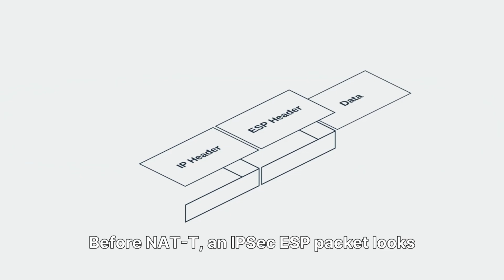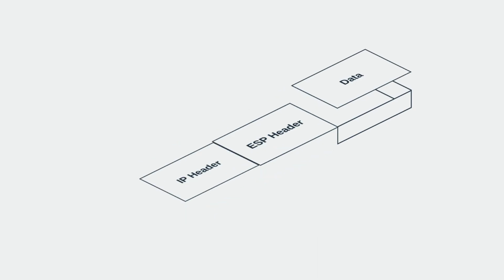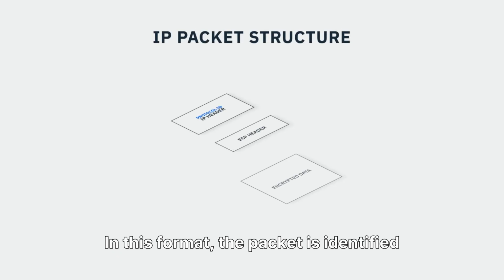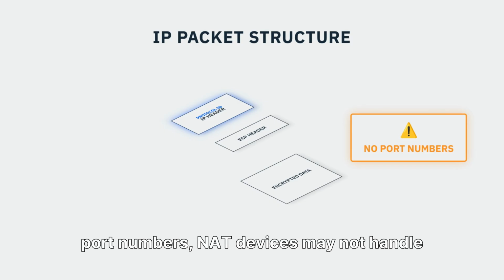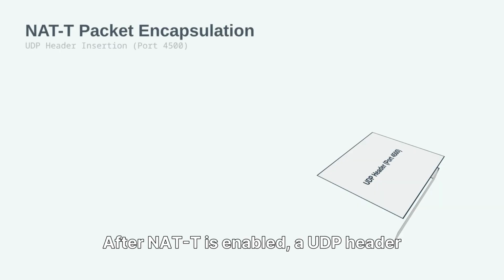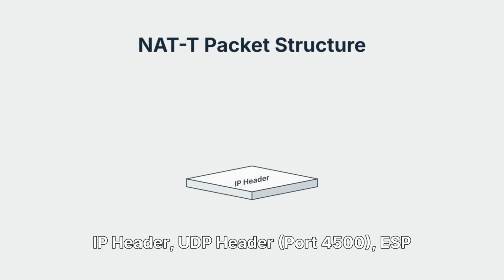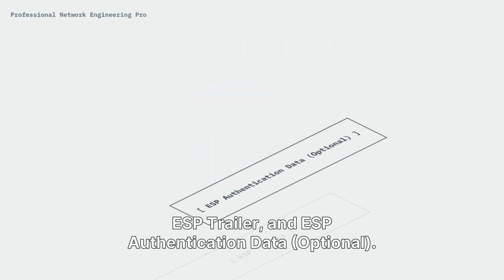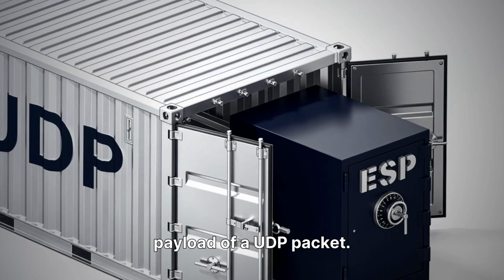Before NAT-T, an IPSec ESP packet looks like this: IP header, ESP header, encrypted user data, ESP trailer, and ESP authentication data, optional. In this format, the packet is identified as IP Protocol 50, ESP. Since there are no TCP or UDP port numbers, NAT devices may not handle the traffic correctly. After NAT-T is enabled, a UDP header is added in front of the ESP packet: IP header, UDP header, port 4500, ESP header, encrypted user data, ESP trailer, and ESP authentication data, optional. Now the entire ESP packet becomes the payload of a UDP packet.